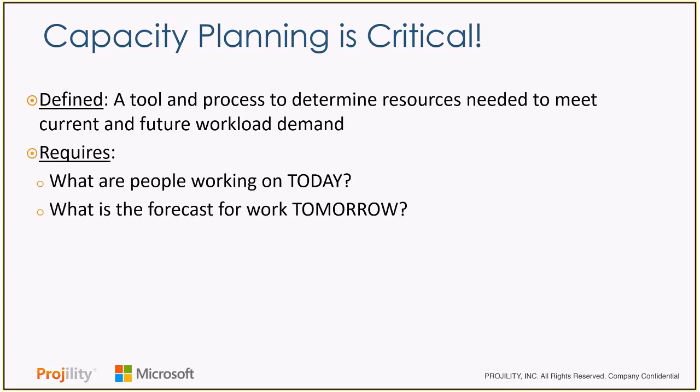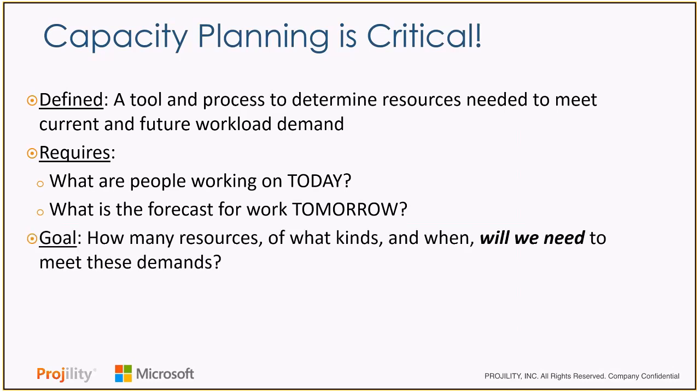What capacity planning does require is two key things. We have to know our inventory. What are people working on today in a project and non-project way, and how much work do they have there? Additionally, what's the forecast going forward for tomorrow? How much work do we have for these people going forward? The goal here is to understand how many resources we're going to need, of what kinds, with what kind of skills, when we're going to need them, and when we will need them to meet the demands of the business.